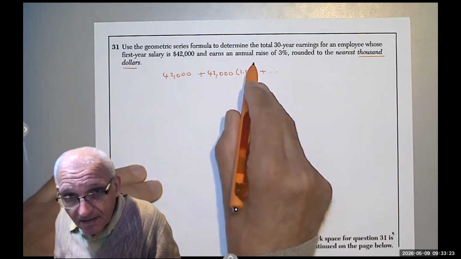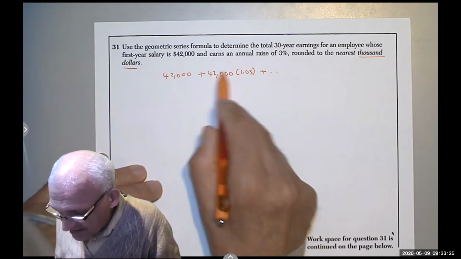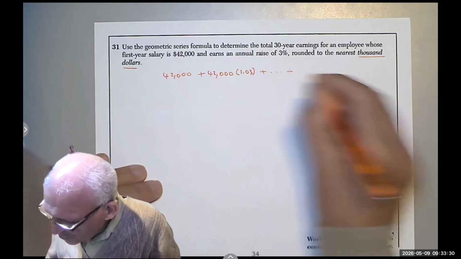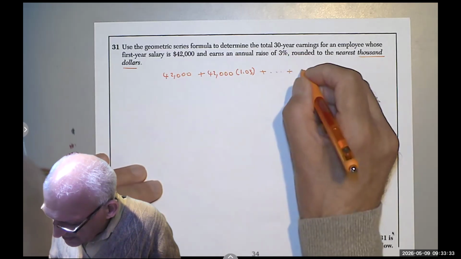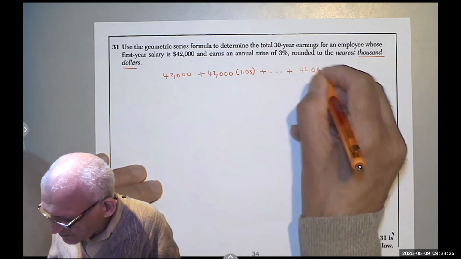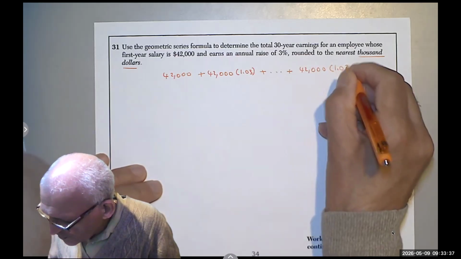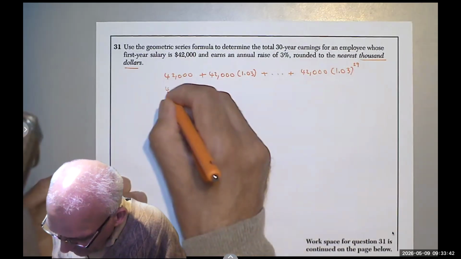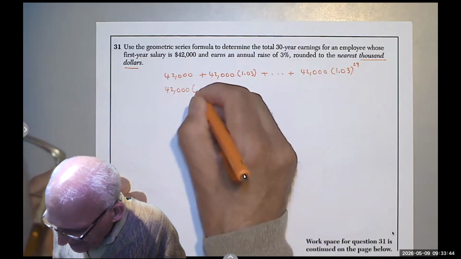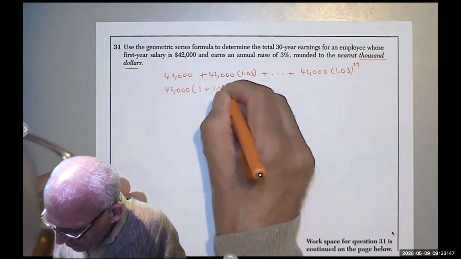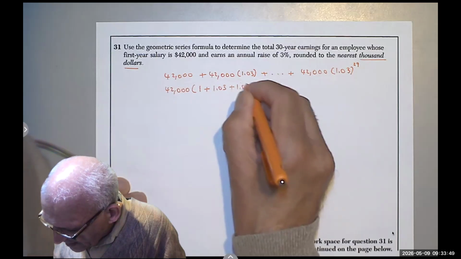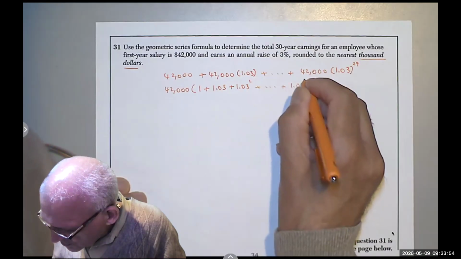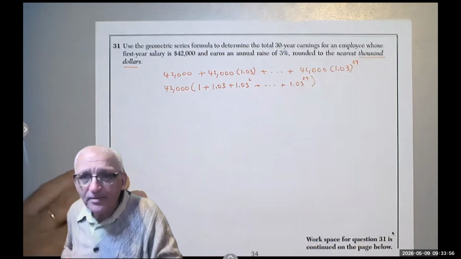42,000 times 1.03 squared. So you see, the second year is to the power of 1. The third year would be to the power of 2. So in the last, or the 30th year, it would be 1.03 to the 29th power. I can factor out the 42,000, and that leaves me with 1 plus 1.03 plus 1.03 squared plus up to 1.03 to the 29th. That's a geometric series.